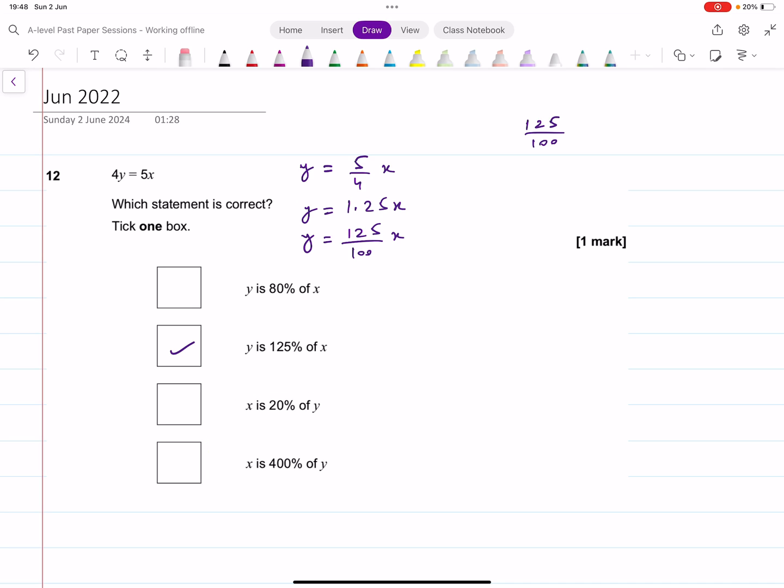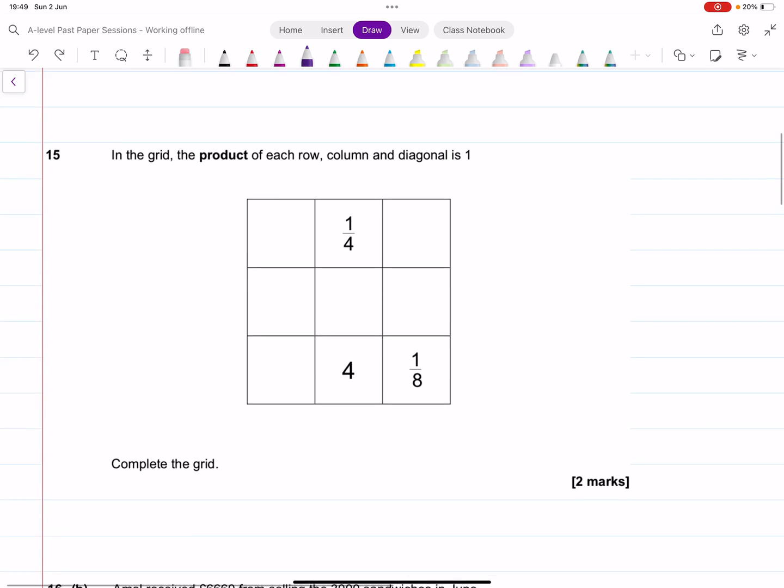Okay, but we can also verify that the other choices are not correct. If we were to make x the subject, that will give us 4 over 5 times y. That's 0.8y. In percentage terms, that will give us something like this, that x is 80% of y. Well, we don't have any of those choices here, so that's not correct. This is the final answer. Y is 125% of x. Okay, question number 15 from this paper.